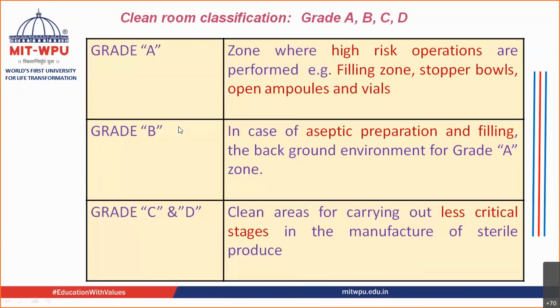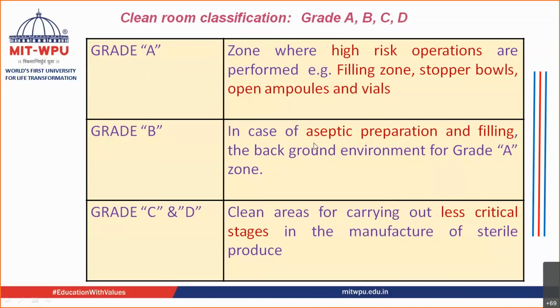Moving ahead, the clean room can further be classified as grade A, B, C, and D. Grade A is the area where high risk operations are performed, for example filling, applying the stoppers, and sealing the ampoules and vials. All these filling and sealing activities are carried out in grade A. Grade B consists of aseptic preparation and filling.